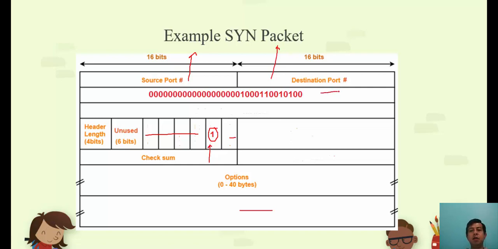Apart from this, remember we have assumed that it uses an initial sequence number of 4500. It can be any random number. So in this sequence number field, it will insert this value. This is a 32-bit representation of 4500. So it will insert this value into the sequence number field. Now this is the first packet, the first SYN packet. Now it will send this packet to B.